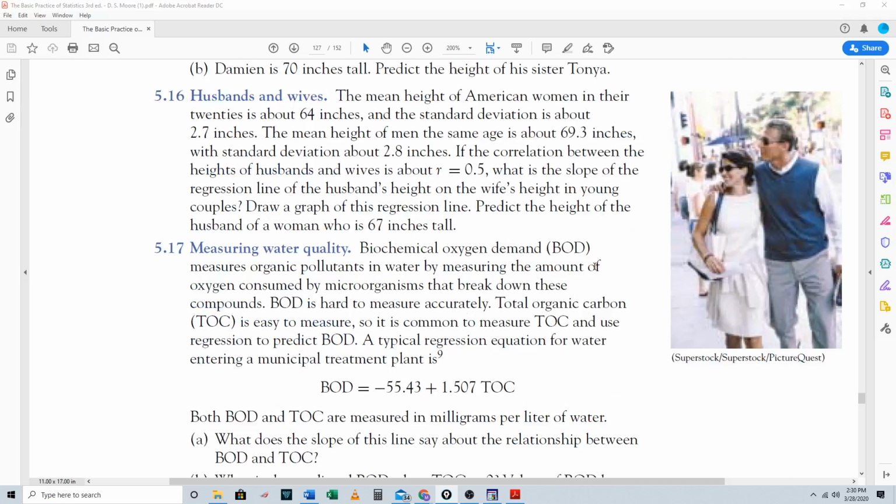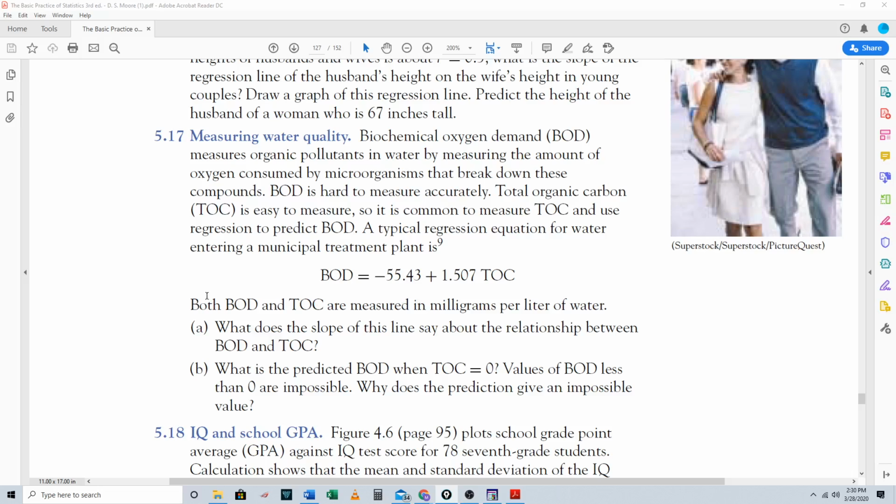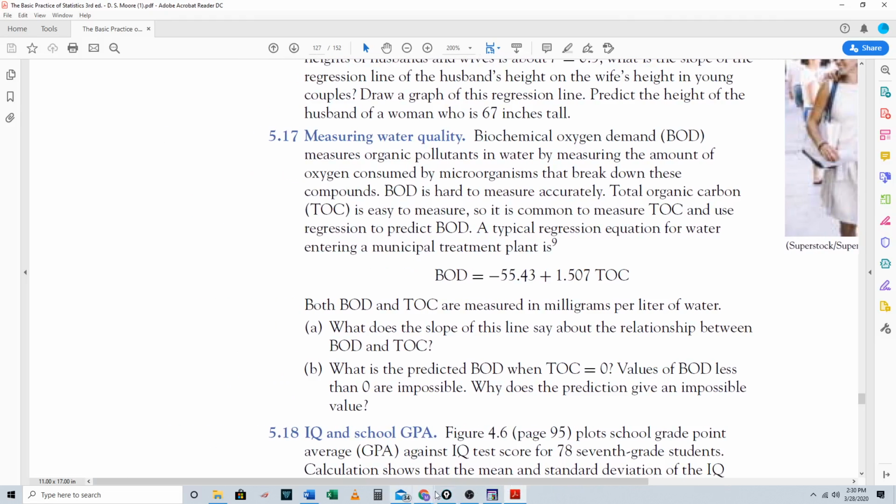So question 17, the measures of water quality, biochemical oxygen demand, or BOD, measures organic pollutants in water by measuring the amount of oxygen consumed. Okay, so here's the equation, and that is correct from the book. What does the slope say about the equation? This is really making sure that you understand, one, how to identify the slope, and two, what does the slope mean?